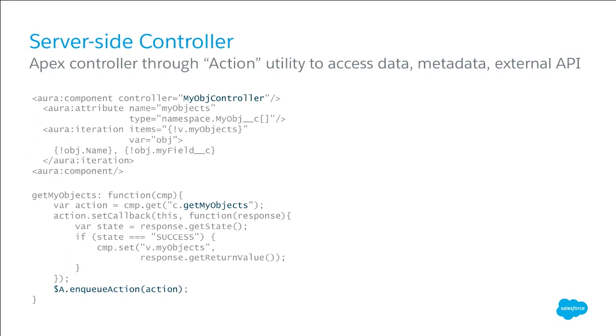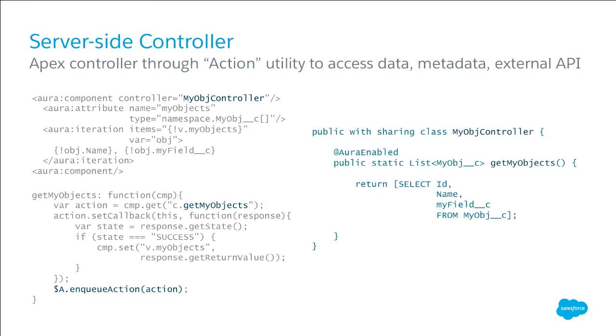And the Apex class looks like this. Public with sharing the class name. @AuraEnabled is an important annotation because that's necessary for Lightning components to use Apex methods. It just returns a SOQL query, just returns a list of myObj_c records. With that, let's have a look at what we saw in a demo.